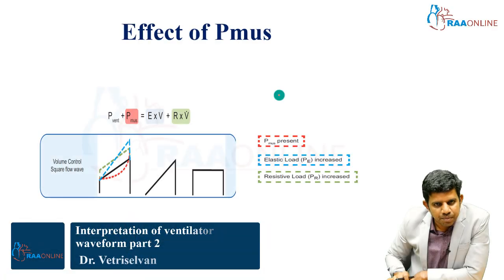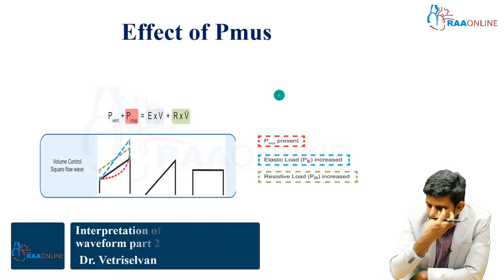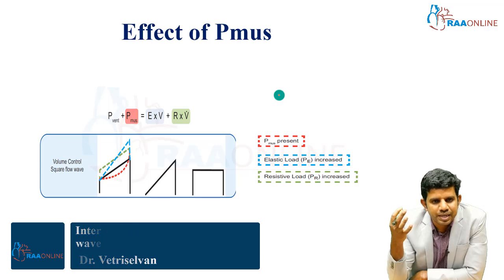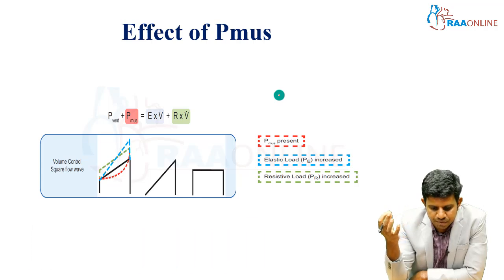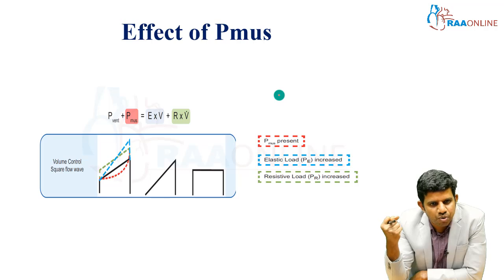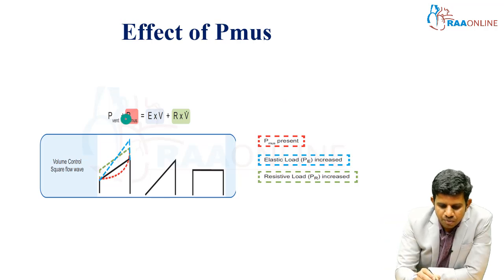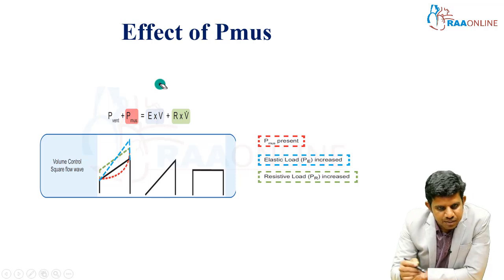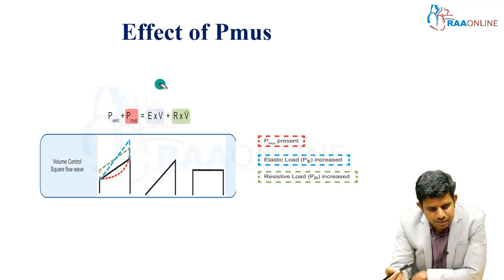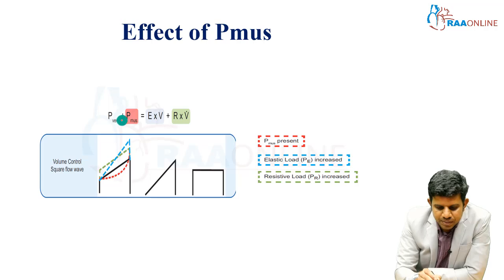So next is the Pmus. So far we discussed the patient not taking any spontaneous respiratory effort. If my patient is taking spontaneous effort, what happens? I already told you, this Pmus is 0 when the patient is sedated and paralyzed. When my patient comes out from sedation and paralysis, the patient will generate some negative pressure. So the Pmus pressure will be added to the P1.